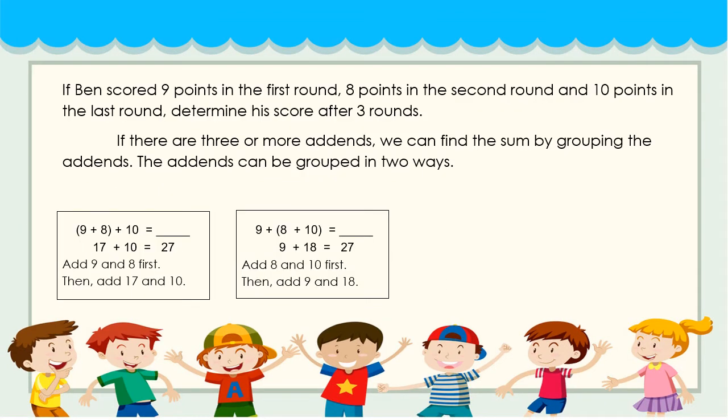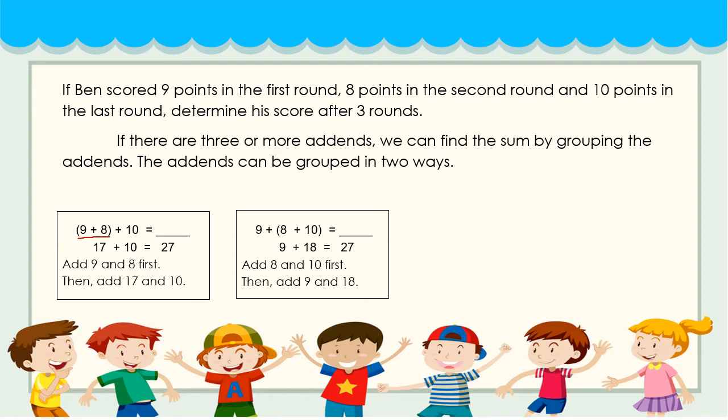Let us move to our last problem. If Ben scored 9 points in the first round, 8 points in the second round, and 10 points in the last round, determine his score after 3 rounds. If there are 3 or more addends, we can find the sum by grouping the addends. The addends can be grouped in 2 ways. First, we group 9 and 8. Then we add it to 10.